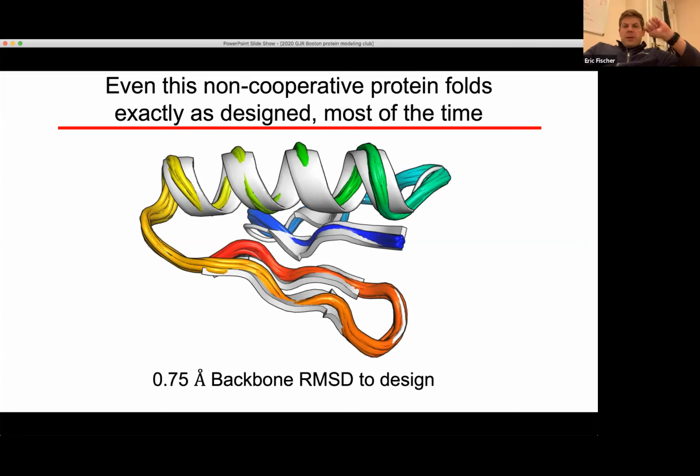Could I ask a quick question? Yeah. Out of curiosity, have you thought about whether there might be intrinsic differences between designed and naturally occurring proteins? Whether there's bias towards more cooperativity and folding in naturally occurring proteins versus designs?